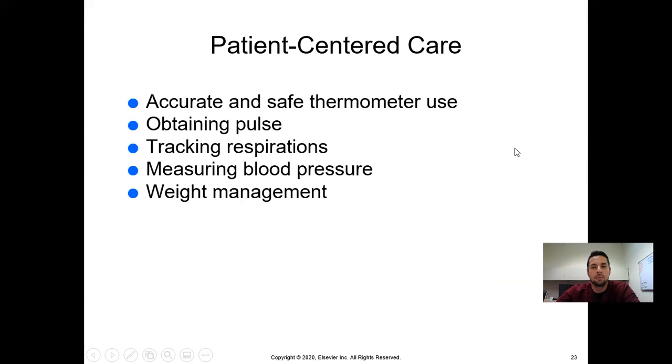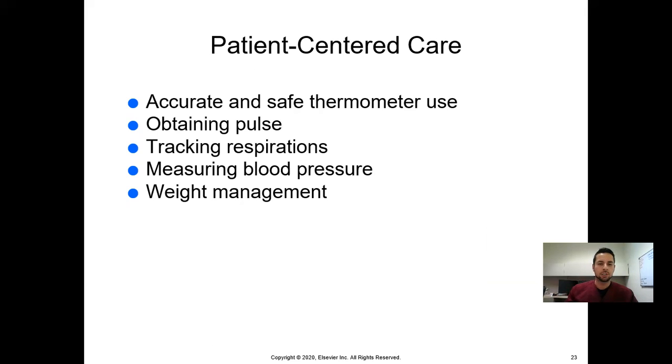All right, so in regards to vital signs, just make sure that you're accurate and safe with thermometer use. You're using the correct thermometer for the correct route. So don't start using a rectal thermometer to take an oral temperature, even though they might be the same. Make sure you change the probe out. We know how to use which thermometers for what. When it comes to obtaining the pulse, make sure you're accurately using the correct artery. Track your respirations. Don't tell the patient you're going to record the respirations, but just be aware of what's a normal count, so 12 to 20.